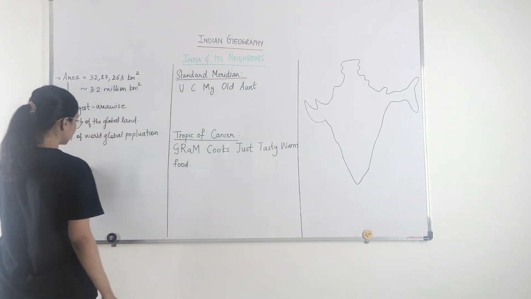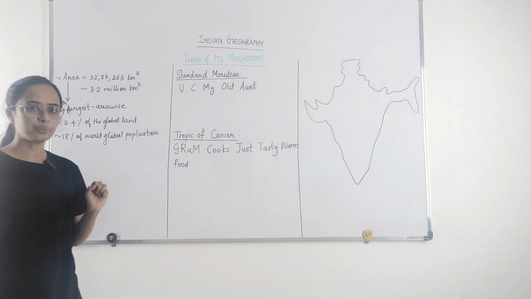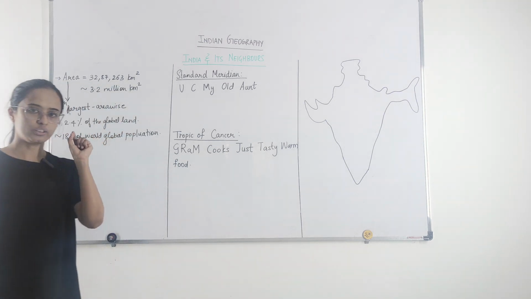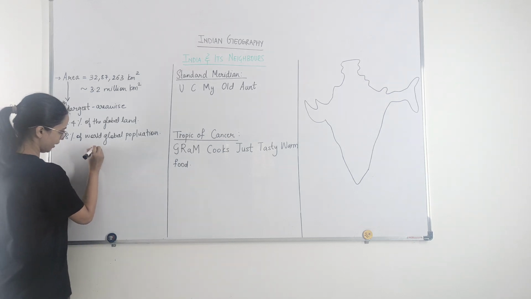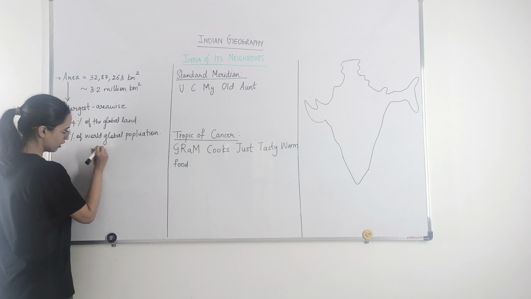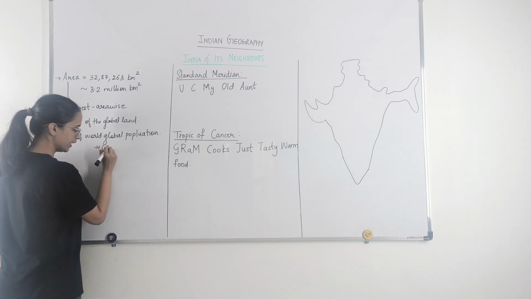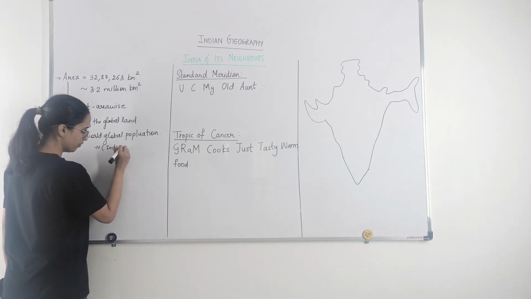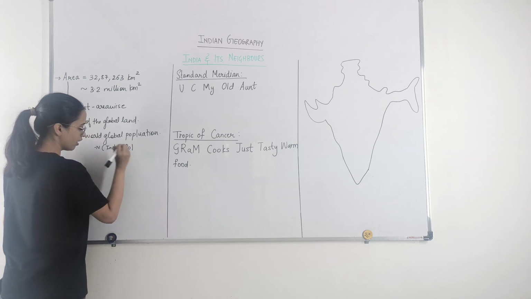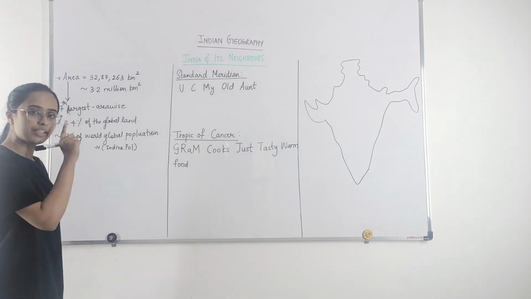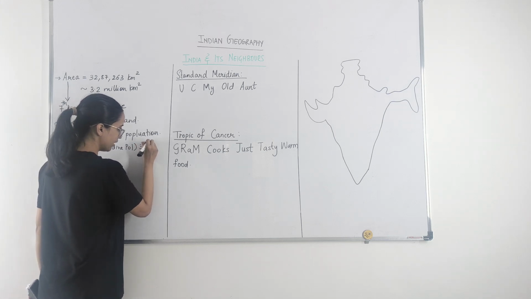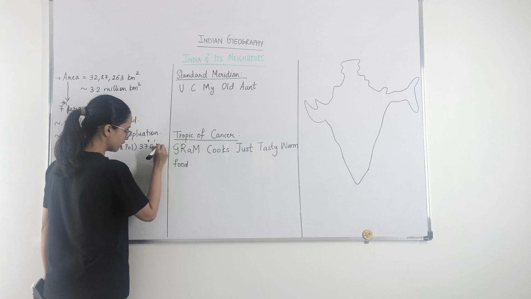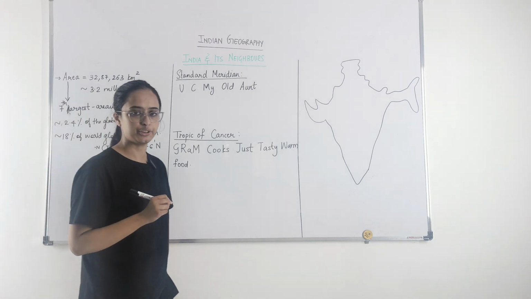Now let us understand the latitudinal and the longitudinal positions of India on the global map. So the northernmost point of India is called the Indira Pole, and this particular point is located at 37 degree 6 minutes in the northern latitude.